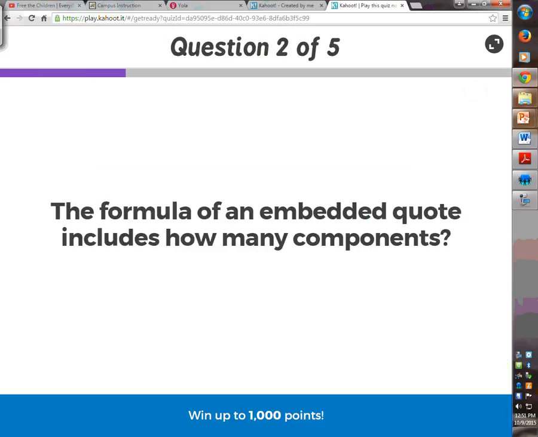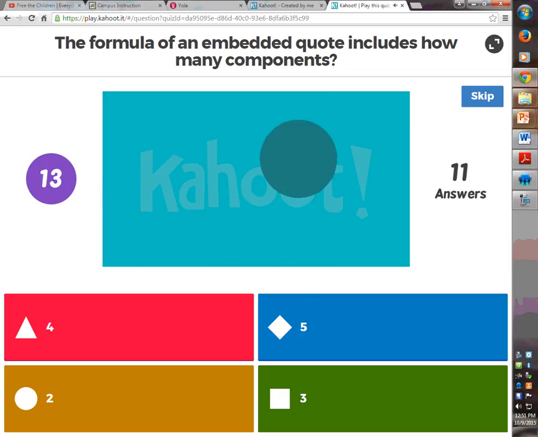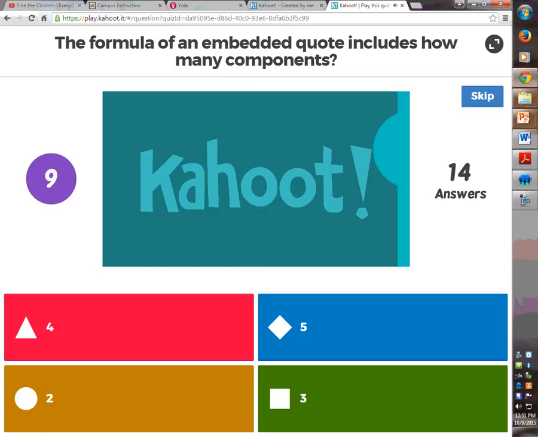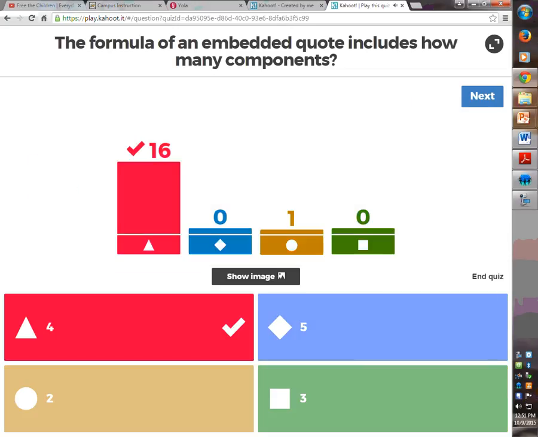The formula of an embedded quote includes how many components? Is it red, 4, blue, 5, yellow, 2, green, 3? Come on now. Don't fail me, kiddos. Look, 4. T, transition. L, leading. Q, quotation. C, citation.